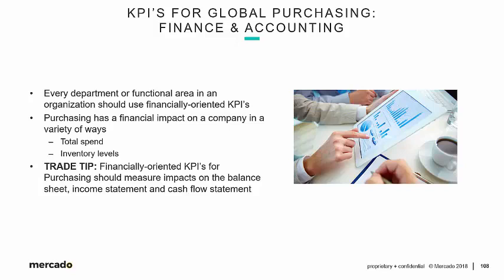As a trade tip, and continuing with this theme, financially oriented KPIs for purchasing should measure impacts on the balance sheet, the income statement, and the cash flow statement. The balance sheet, we already said why. That's where the values of inventories go, and purchasing's the one who's buying all this inventory. Income statement, we talked about this many modules ago. That's where landed cost is captured. So we have to tie that in as well. And the cash flow statement is a combination of what we see on the balance sheet and the income statement. Landed cost and inventory values being the key variables in that cash flow statement equation.